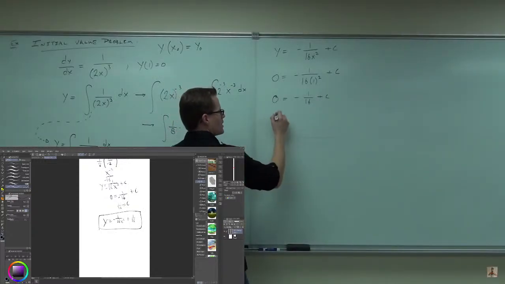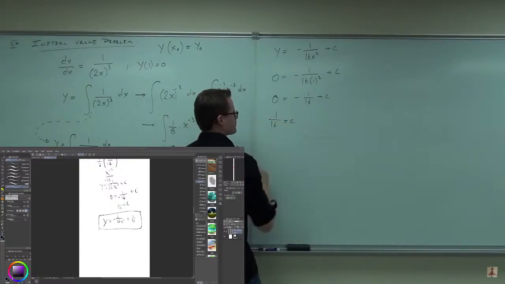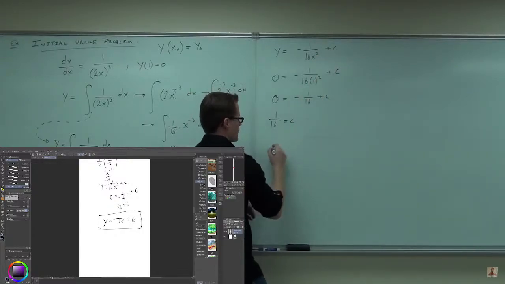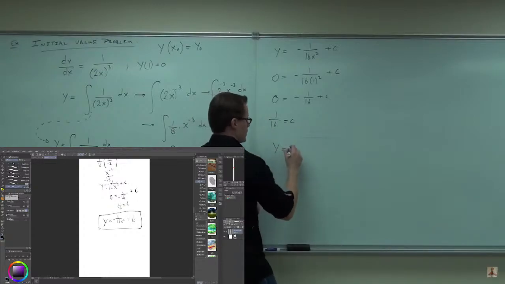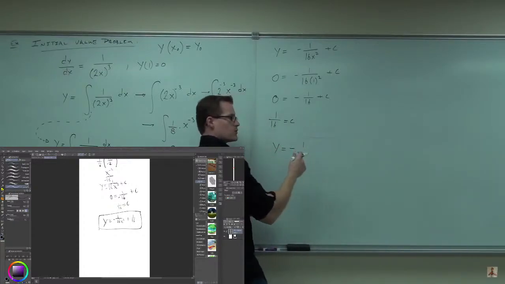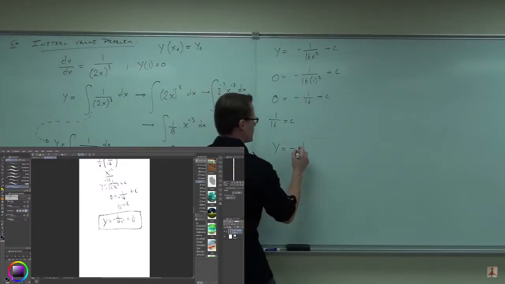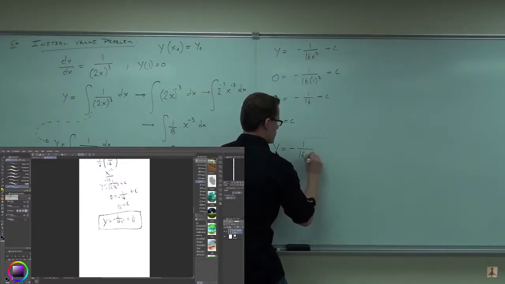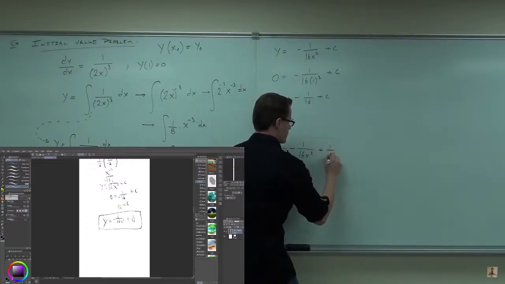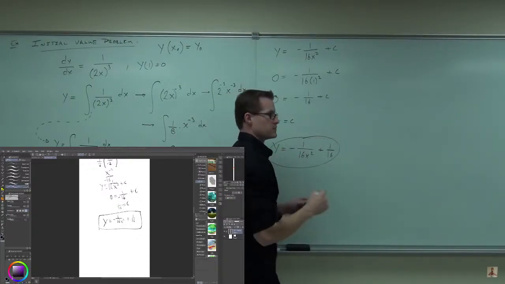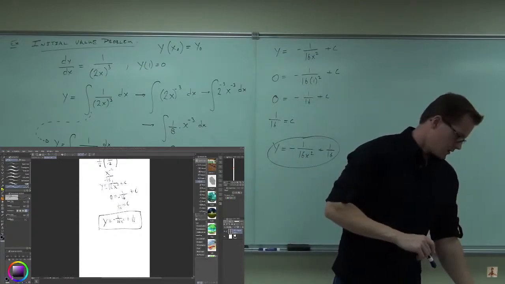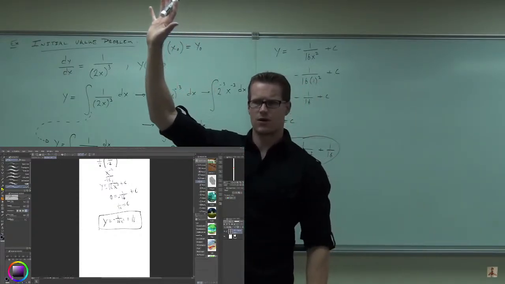In our case, we'll have 0 equals negative 1/16. This is kind of nice and easy. In this particular case, you add 1/16 and you get 1/16 equals c. Substitute that back in, and the exact equation that we're looking for to satisfy not only the differential equation, but the initial value is this. By show of hands, somebody feel okay with that one so far?